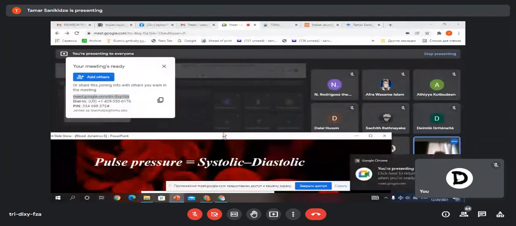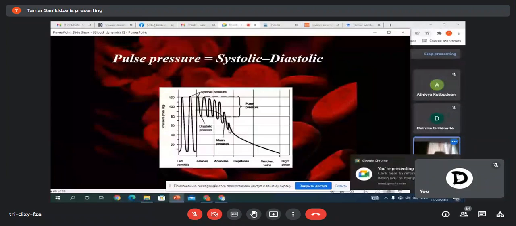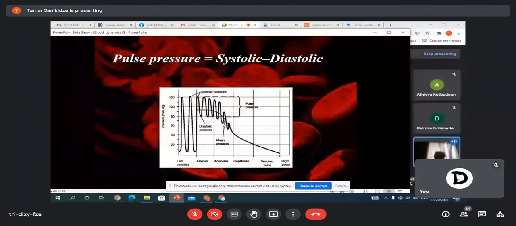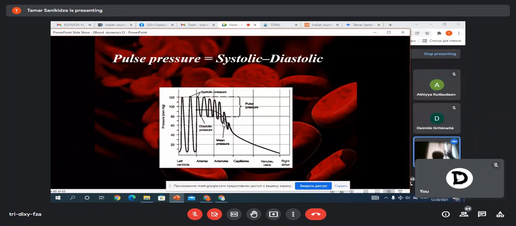So, it is too high resistance of the aorta. It cannot widen. That's why diastolic pressure increases and pulse pressure decreases. But if the patient has the systolic 120 and diastolic 40 or 60, what does this mean? Pulse pressure is high, because the aorta is too wide.